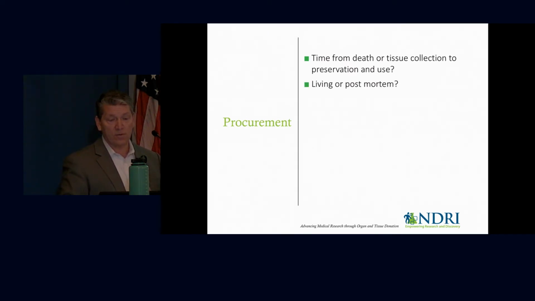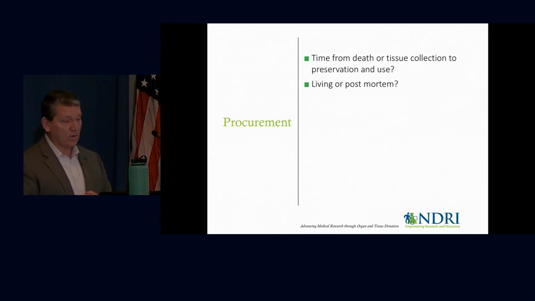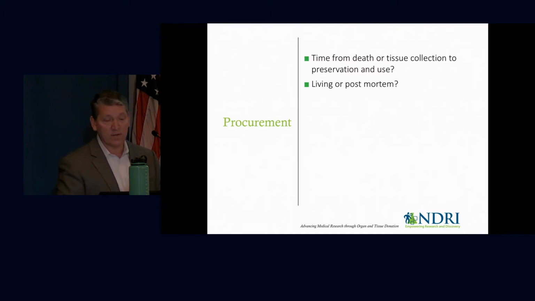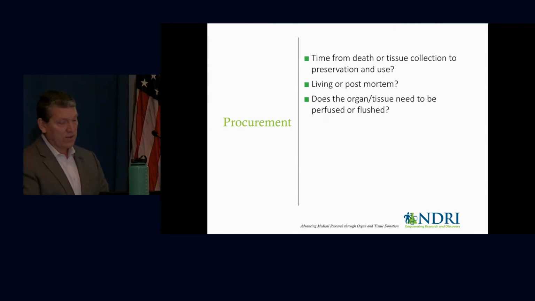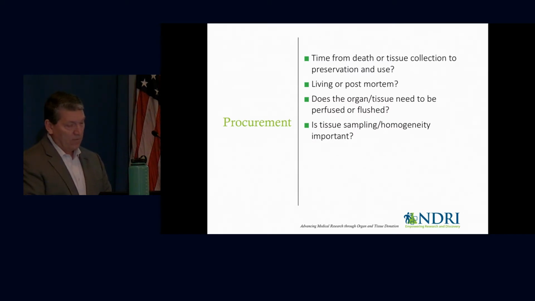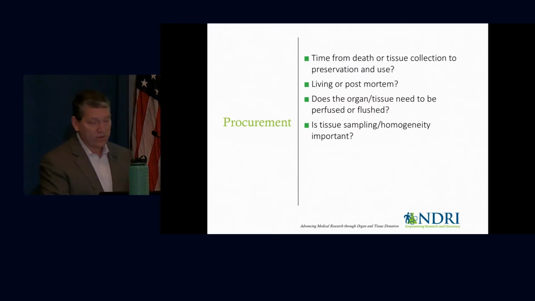Living or post-mortem. Again, post-mortem tissue might be fine if you're sourcing from an organ donor. Again, for some studies, tissue donors are fine. We get a lot of requests from investigators that want information from or samples from living individuals. Let's get more on the biomarker side of things. Does your organ or tissues need to be perfused or flushed? Another question that we get asked from time to time. Or we ask in turn the researchers if it's important to them.